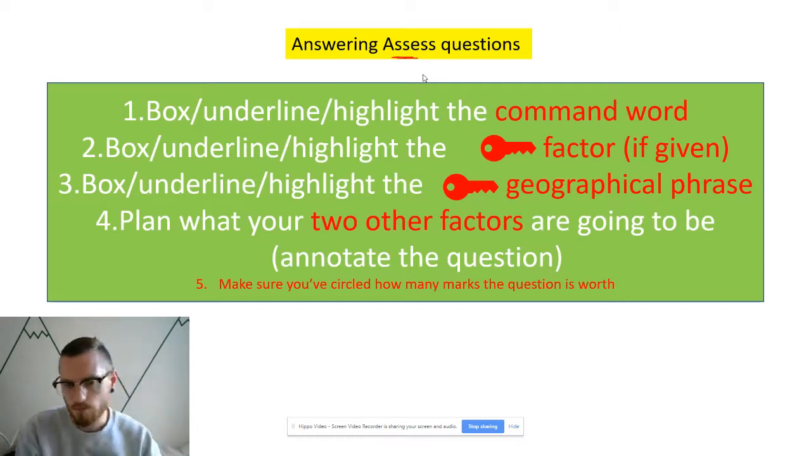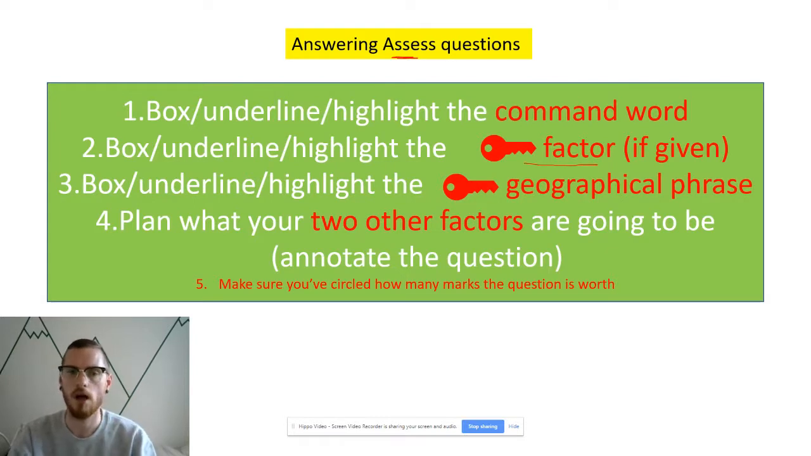Okay, here we go. All right, number one, when you look at the question, can you box, underline, highlight, whatever you prefer to do, the command word? Now, this is easy. It's assess, okay? So you're going to underline assess, highlight, circle assess. Number two, find the key factor, okay? If it's been given. Most of the time it is, all right? And I want you to highlight or box or circle the key factor.